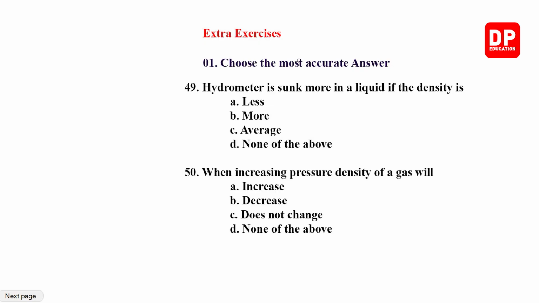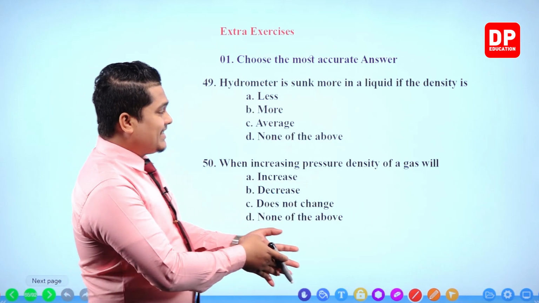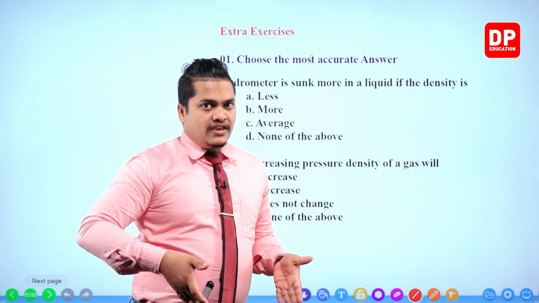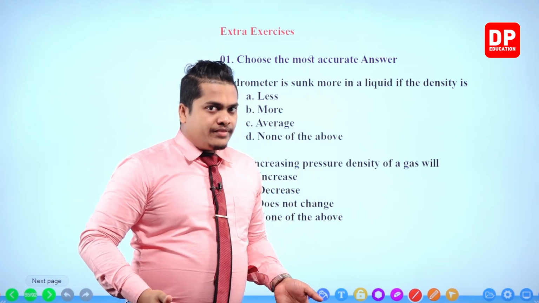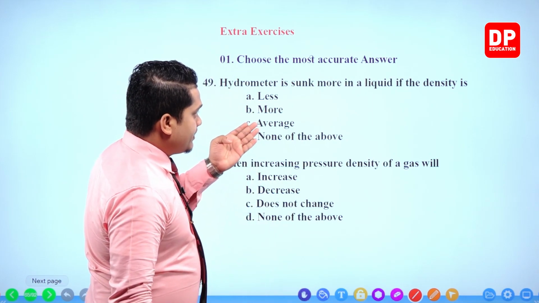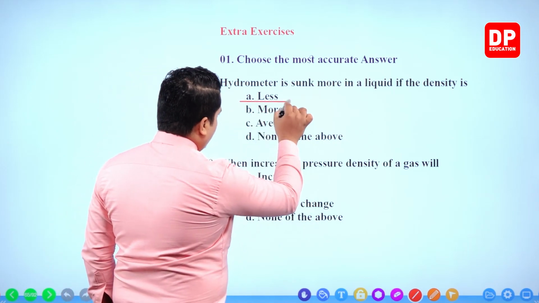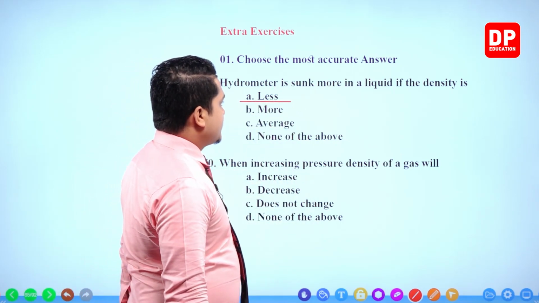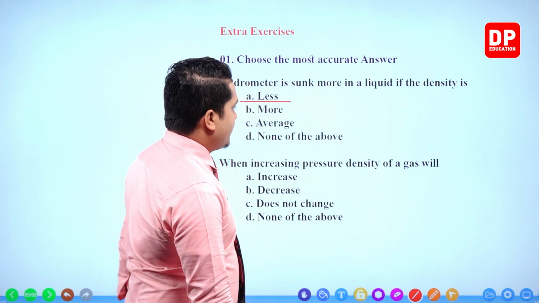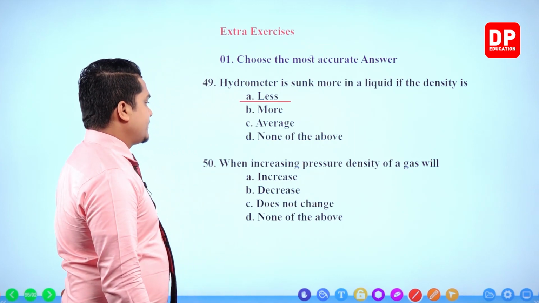Hydrometer is sunk more in a liquid if the density is. So, hydrometer is sunk more in a liquid, that means sinking is more. If the sinking is more, then, my dear children, the density of the liquid is less. If hydrometer is sunk more in a liquid, then it has less density.